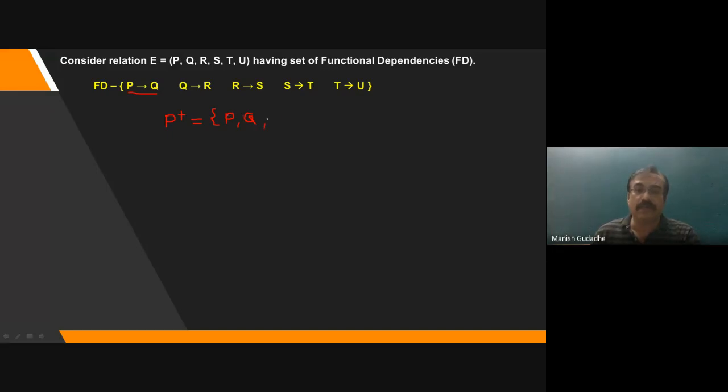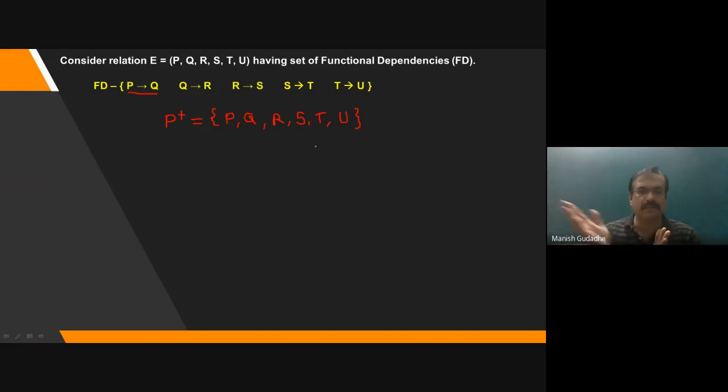I am going to further list out all the elements which can be inferred with the help of P and with the help of Q. So what else is there which can be inferred with P right now? No. But I have Q. Q can infer R. R can infer S. S can infer T. And T can infer U. U cannot infer anything. So now P, Q, R, S, T and U are the attribute closure for attribute P.